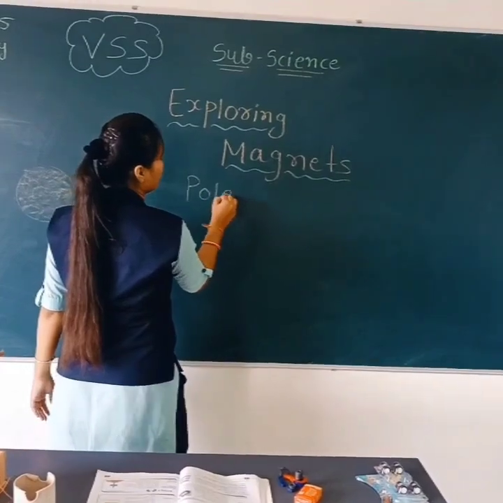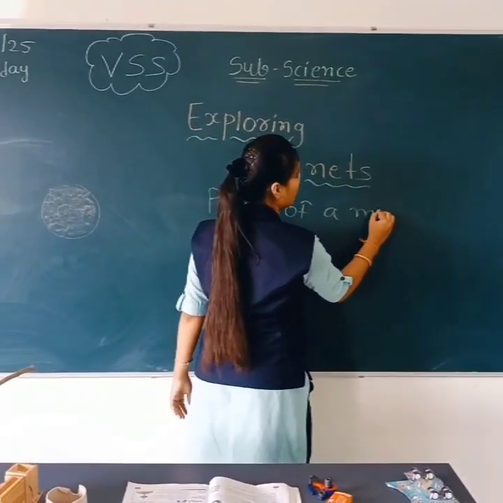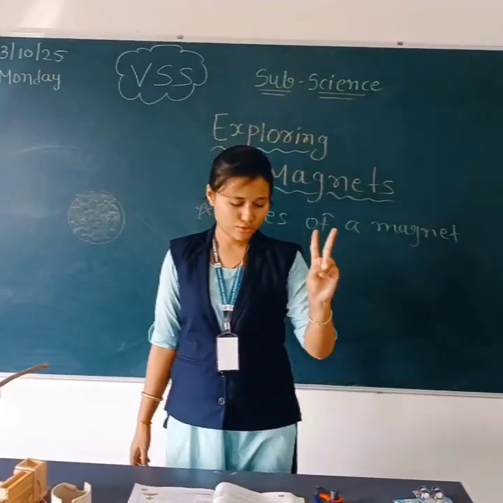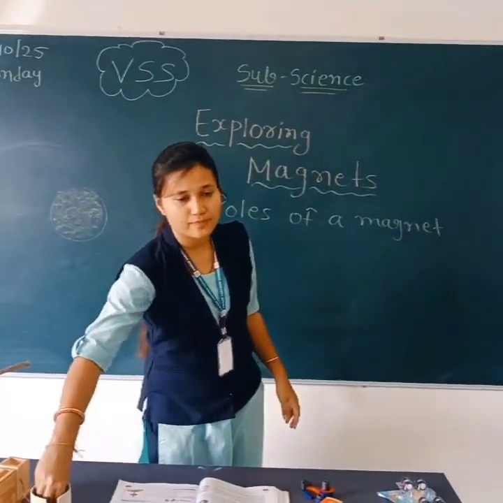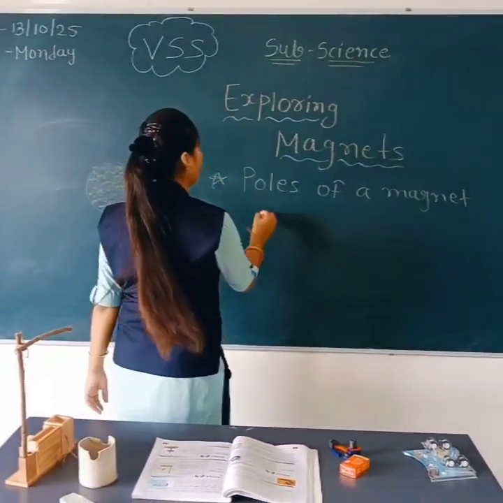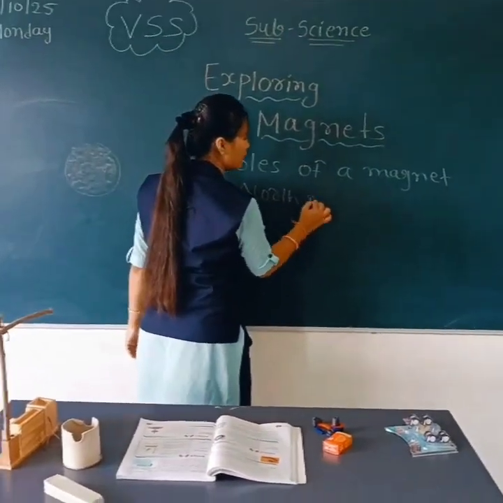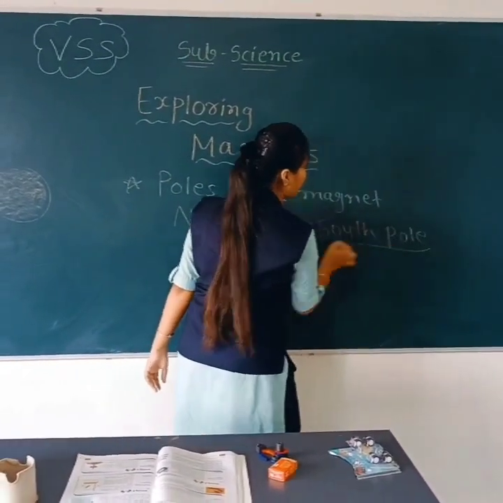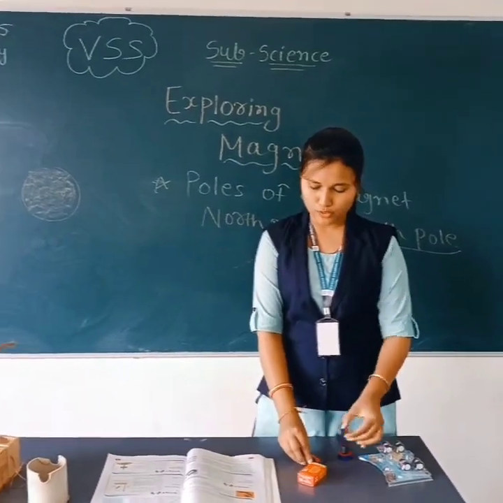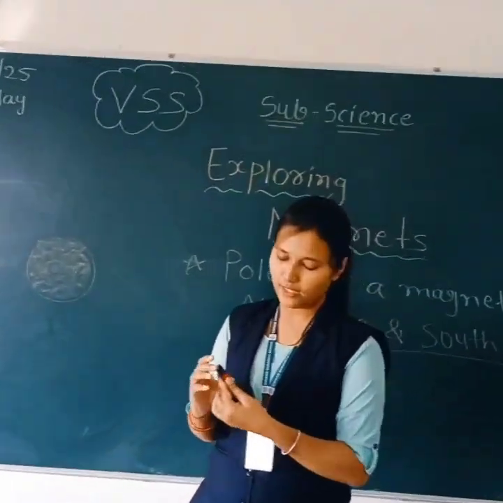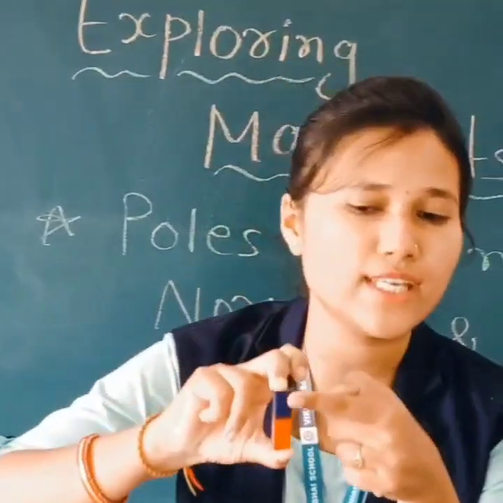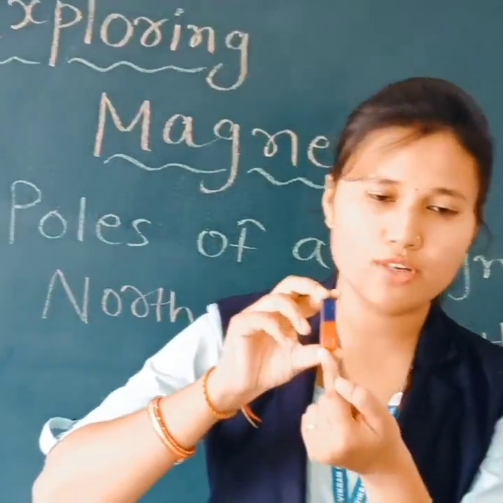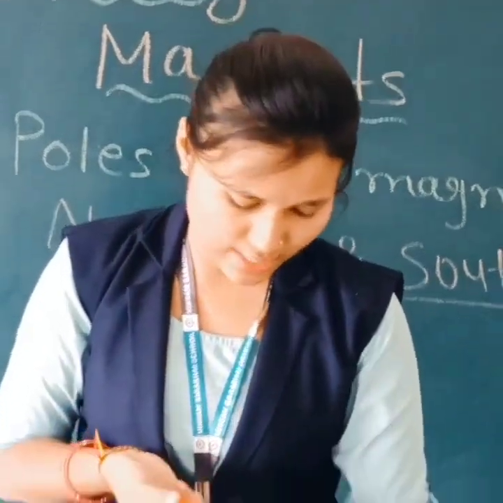Poles of a magnet. Poles means a magnet has two poles. How many? Two poles. One is north and one is south. Okay, one is the north pole and one is the south pole. You can see S. S means south pole. N means north pole. Okay, north and south pole.